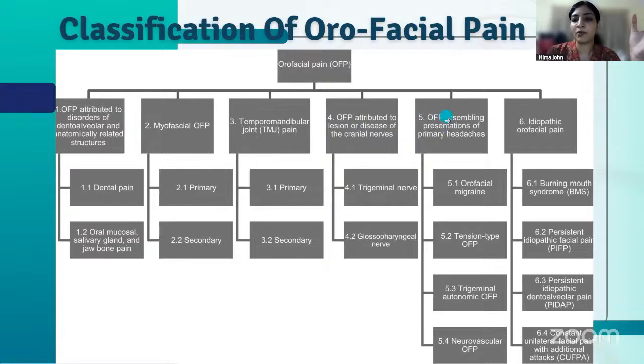Apart from that, when we move on to the fifth one, it is headaches. Okay, under headaches, you have different types of pain, that is migraine, tension type pain, okay, and trigeminal autonomic pains. Then the final one is idiopathic orofacial pain, under which you have your burning mouth syndrome and all that.